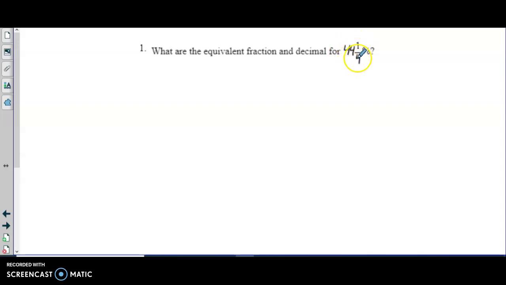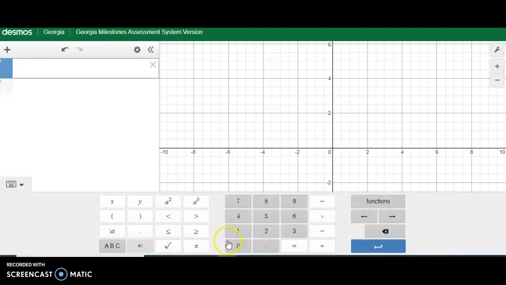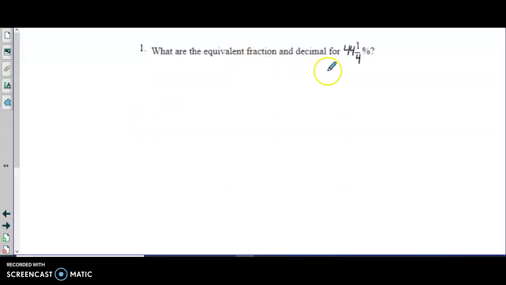I don't really like that it's written with a fraction, so I think that I would change that to a decimal. And I'm just going to do 1 divided by 4. If you already know that that's 0.25, that's totally fine. But if you don't know, then you can do it in your calculator and say that's 0.25. So this is 44.25%. And we want to rewrite that as a decimal, and we want to rewrite that as a fraction.